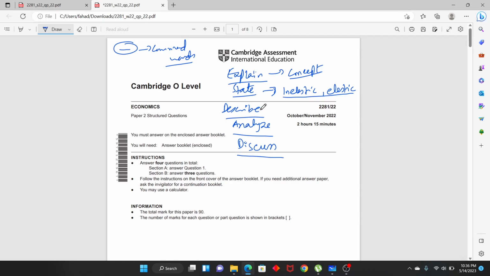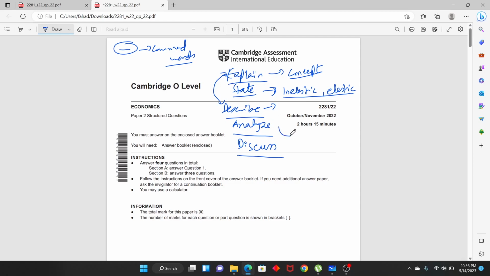So remember this. Describe: whenever there's the word describe, you have to explain in detail. Sir, what's the difference between describe and explain? Explain is a smaller term where you don't have to go in depth, but describe means you have to go for the kinds, types, and all the things which are important.